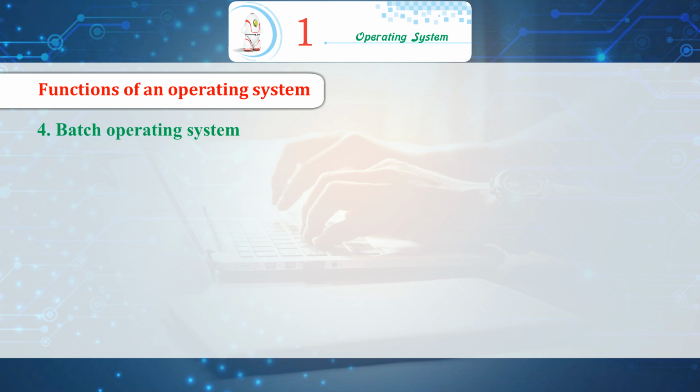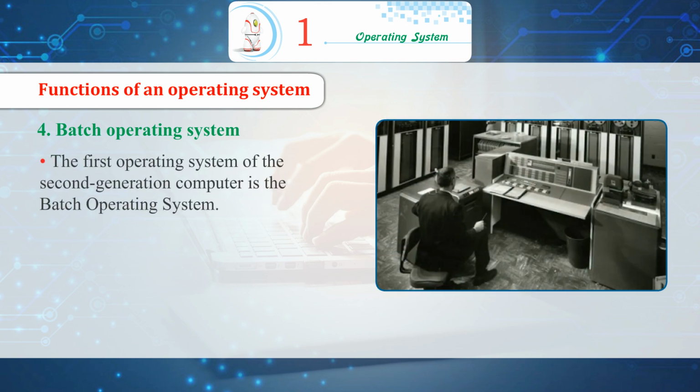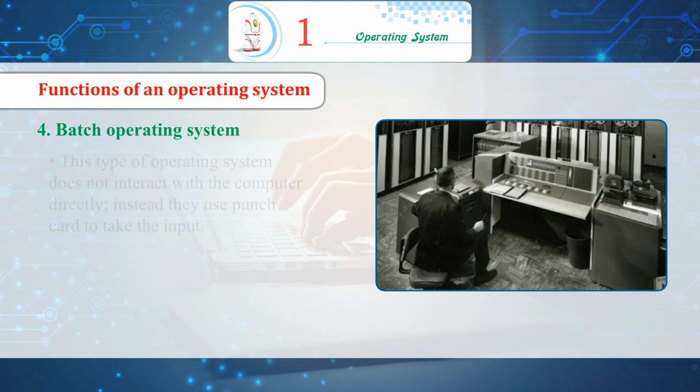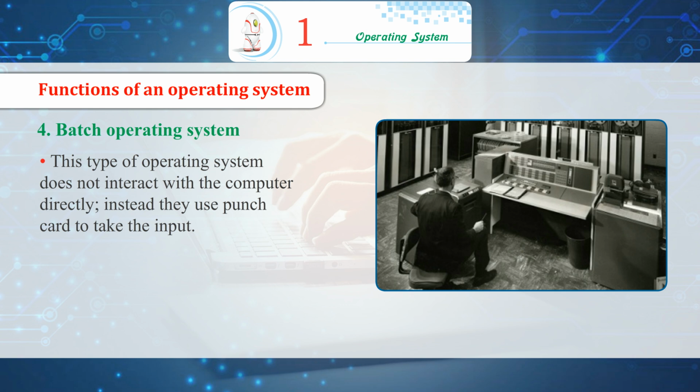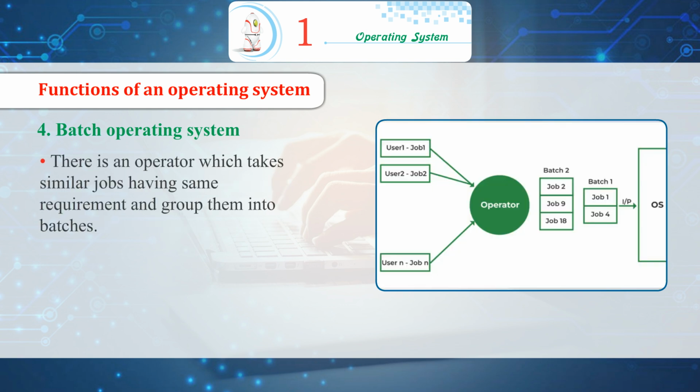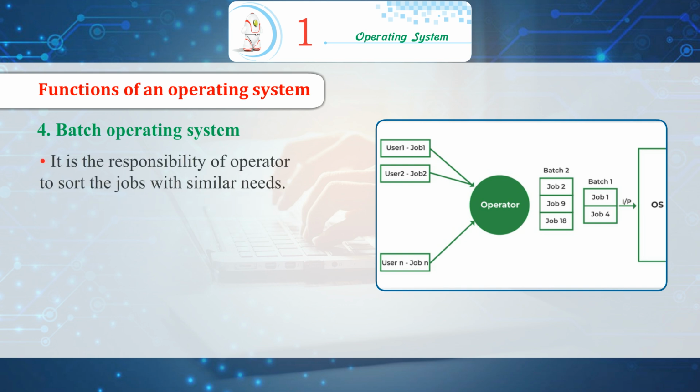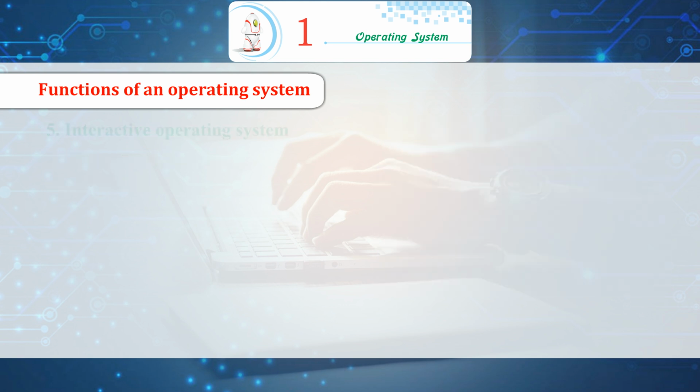4. Batch operating system. The first operating system of the second generation computer is the batch operating system. This type of operating system does not interact with the computer directly. Instead, they use punch cards to take the input. There is an operator which takes similar jobs having the same requirement and groups them into batches. It is the responsibility of the operator to sort the jobs with similar needs. MBS is a batch processing operating system.